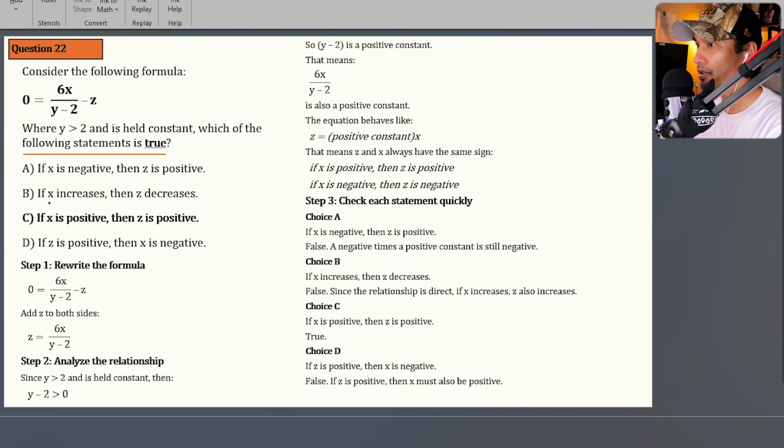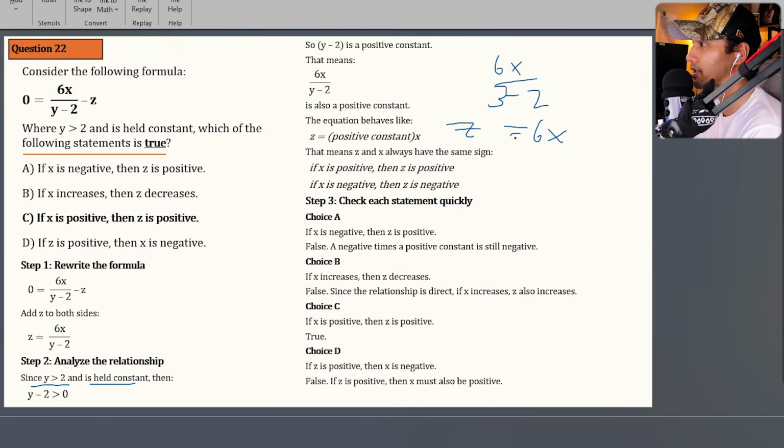Yep. So C, if x is positive, then z is positive. So again, we would rewrite the equation, rewrite the formula, add z to both sides. Then we analyze the relationship. We see that we have these rules. Y has to be greater than 3 or y has to be greater than 2 and held constant. And then we just plug in whatever number we want, right? And then I would get 6x over 3 minus 2. Then we get 6x equaling z.